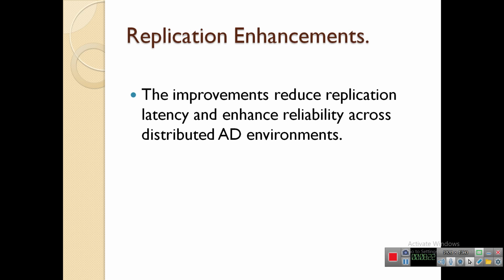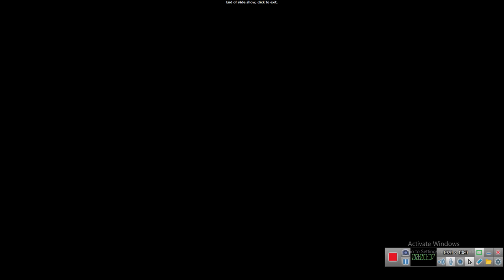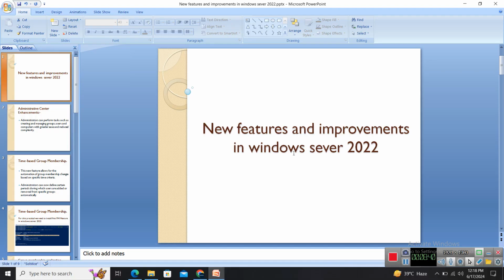These are some improvements you can see in reducing replication latency. Imagine if all bandwidth is occupied by your Active Directory replication only, how could you do the other tasks? So those are the 7 features. These are the 7 new features or improvements in Server 22 and Active Directory.